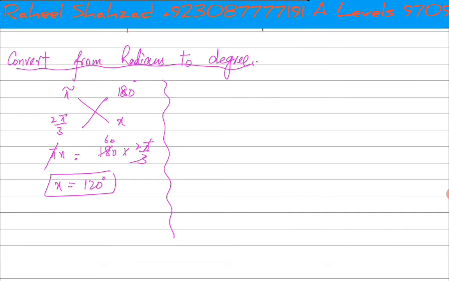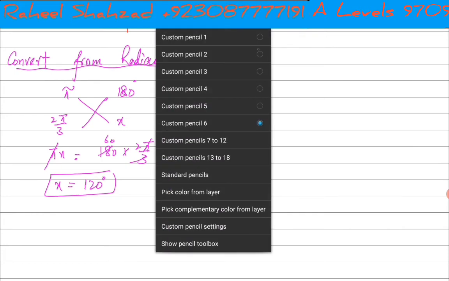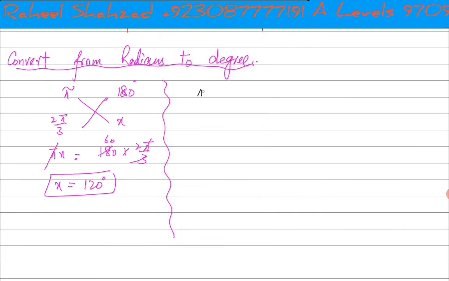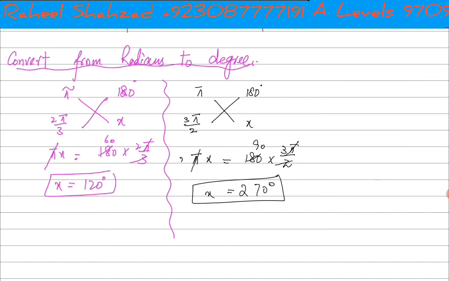Similarly, for instance, you want me to convert, it's always pi radian is equal to 180 degrees, and they say find what is 3 pi by 2 in degrees. So again we cross multiply it. It's pi x is equal to 180 into 3 pi by 2. So pi is cancelled out with pi, so it is 270 degrees, right?